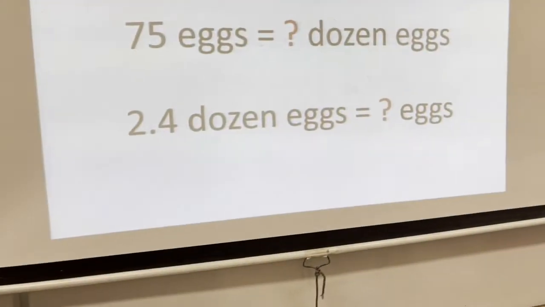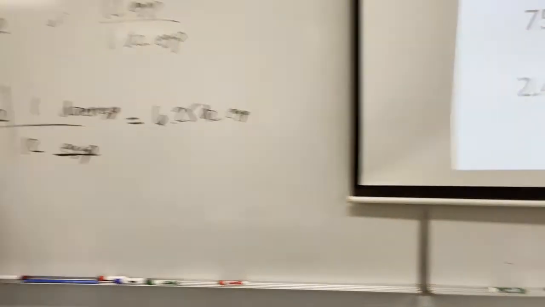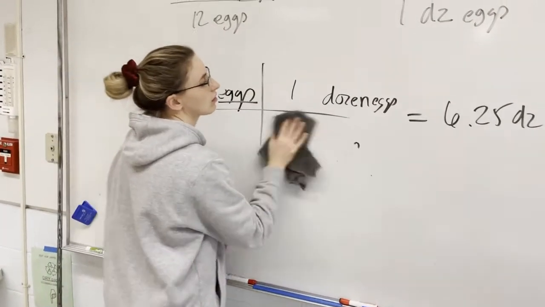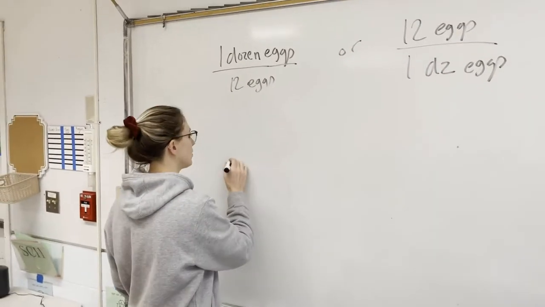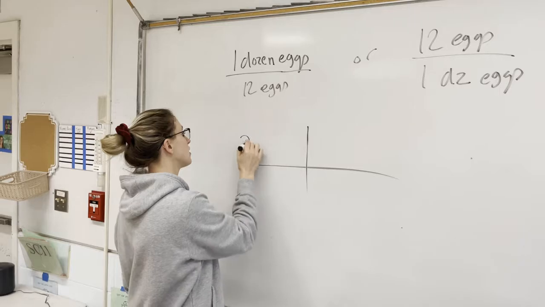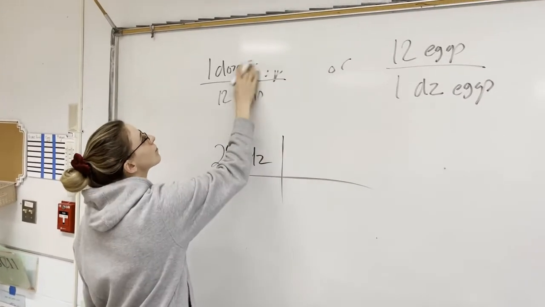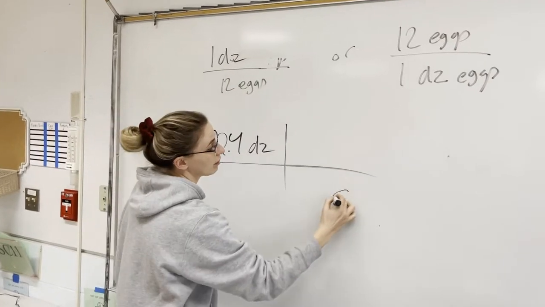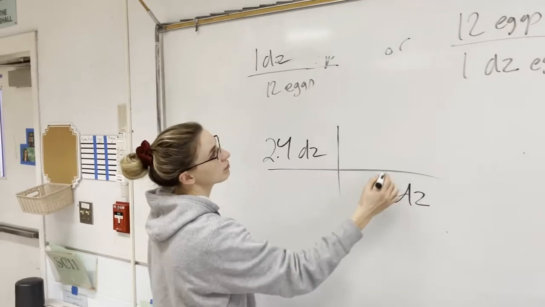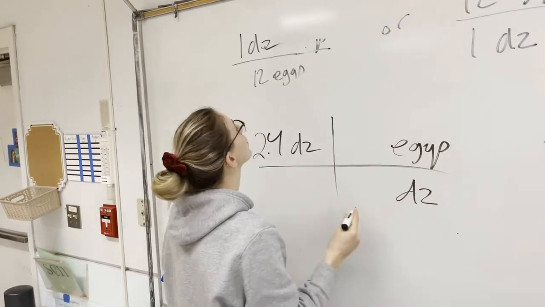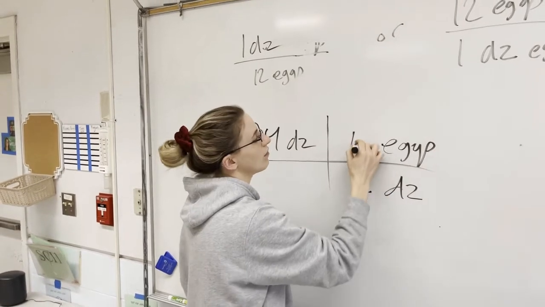All right, and then the next thing is 2.4 dozen eggs equals how many eggs? So we're starting with dozen, and we want to have eggs in the answer. So you said we're starting with dozen, 2.4 dozen to be exact. What do we want on the bottom of the fraction? We want dozen on the bottom, whatever we're given, so it cancels out. And we're trying to find eggs here, so on the top we're going to use this one, 1 dozen, 12 eggs.